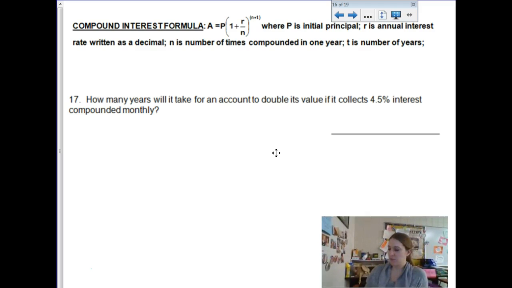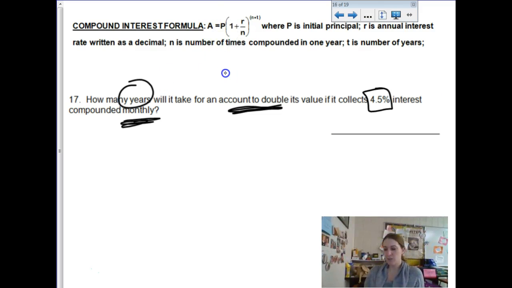This question is a little tricky because they seem to be missing some information. How many years will it take my account to double if it collects 4.5% interest and it's compounded monthly? We're still going to use this same formula we have been using, but it seems like they didn't give me any money to invest. In this case, you just get to make up whatever amount you want because it's not going to matter. So $100 seems like an easy amount of money to invest. So let's do $100.